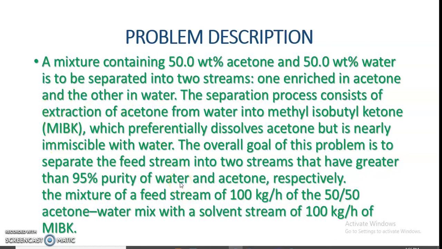It says a mixture contains 50 percent acetone, 60% by weight acetone and 50% by weight water, is to be separated into two streams, one rich in acetone and the other in water. The separation process consists of extraction of acetone from water into methyl isobutyl ketone, which preferentially dissolves acetone but is nearly immiscible with water. The overall goal is to separate the feed stream into two streams that have greater than 95% purity of water and acetone respectively.